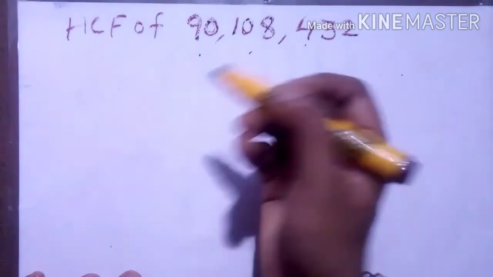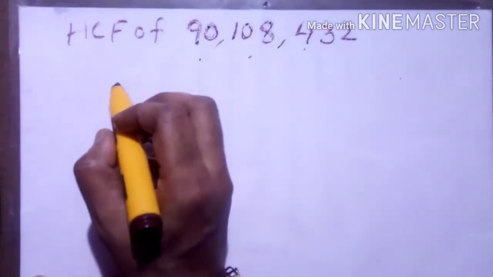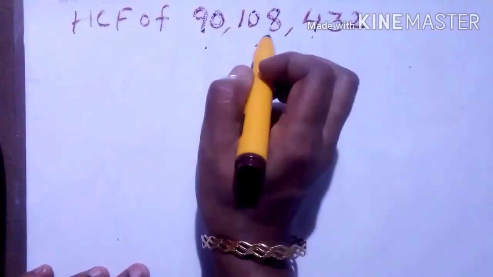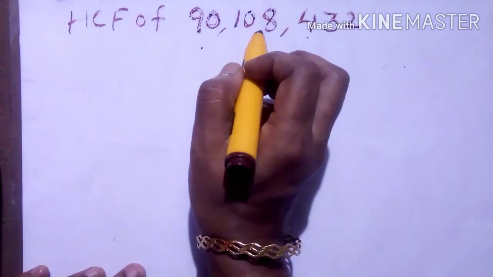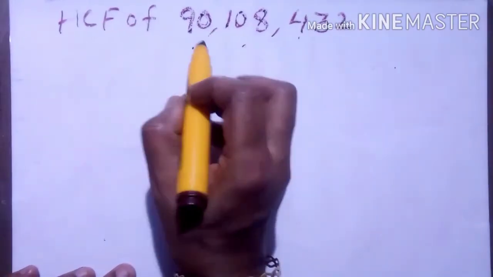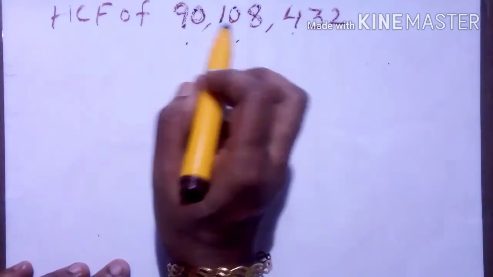Same as I taught you in the beginning of the division method. So we have to divide these two. Which will become the dividend? The dividend is the greater or bigger number. So we have to divide the bigger number by the smaller number.